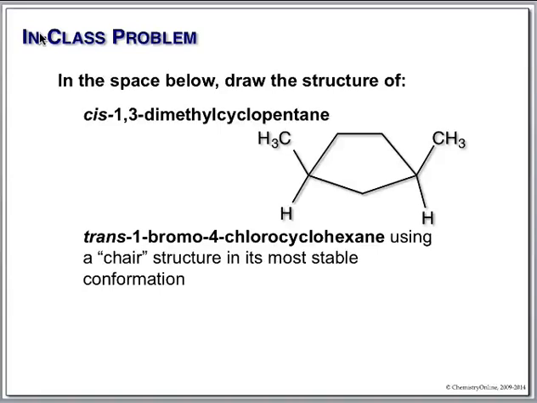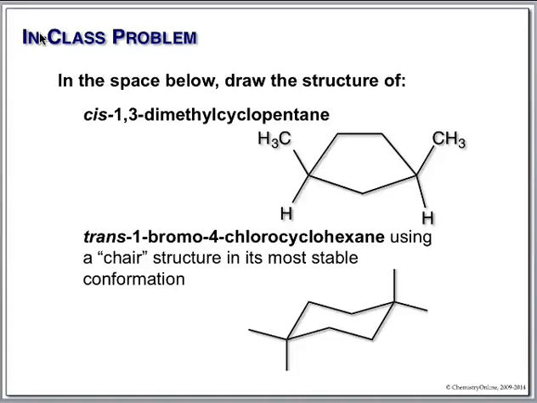Here we have a bromine and a chlorine, so let's do that on a cyclohexane. Now, I asked here that this be in its most stable conformation. We're going to have substituents in carbons 1 and 4. So what I would do first is draw a perfect chair. And I would put axial and equatorial valences here in carbons 1 and 4. Now, because this is trans, one of these has to be pointing up, and the other has to be pointing down. They have to be on opposite sides of our ring plane.